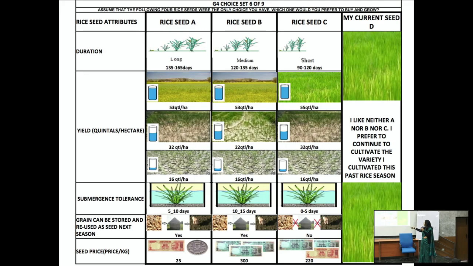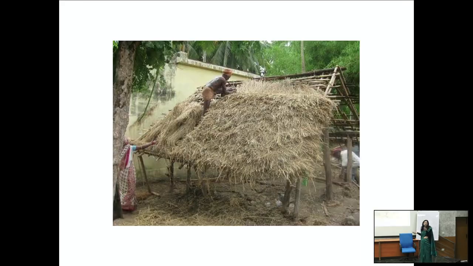And then price. For this, you have to pay 25 per quintal. For option B, you have to pay 300 per quintal. And for option C, you have to pay 220 per quintal. So this is the kind of choice card we are going to show them, and we say pick one of these. Whenever you're doing this, it's important to also have some pictures to show that you actually did it. It's not that you're sitting in Delhi and got it.